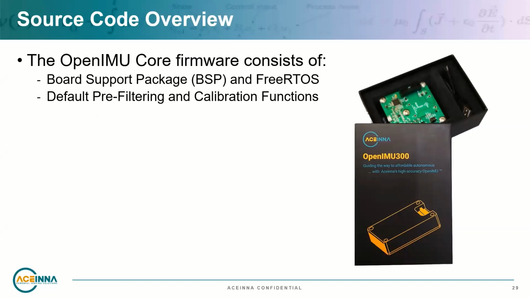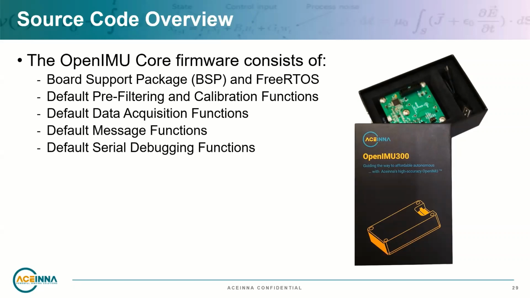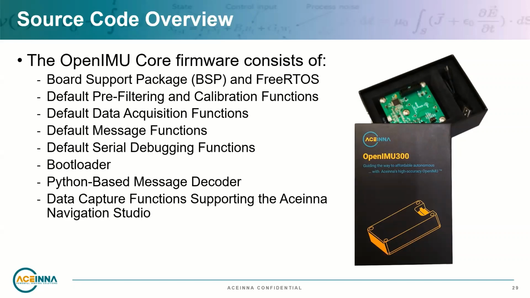So for a little bit more detail on the core, this consists of the board support package and the FreeRTOS. So we've got default pre-filtering and calibration functions. There are data acquisition, message functions, and serial debugging functions. And finally, it also includes the bootloader, the Python-based message decoder, and the data capture functions.